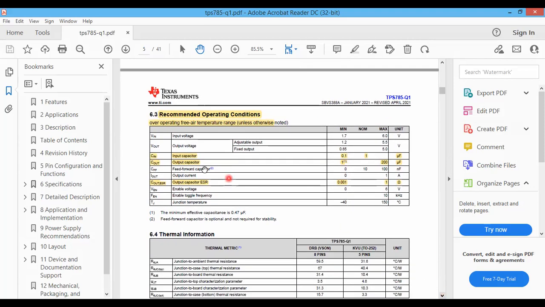And the recommended conditions. Your input capacitor should be within this range. Typically a 1 microfarad capacitor will be suitable, and the output capacitor could range from 1 microfarad to 200 microfarad. And the ESR, this is the interesting one. In order to run it in a stable manner, it should be 1 milliohm to 1 ohm of resistance. You have to keep this ESR within this value to make your LDO regulator work without an issue.